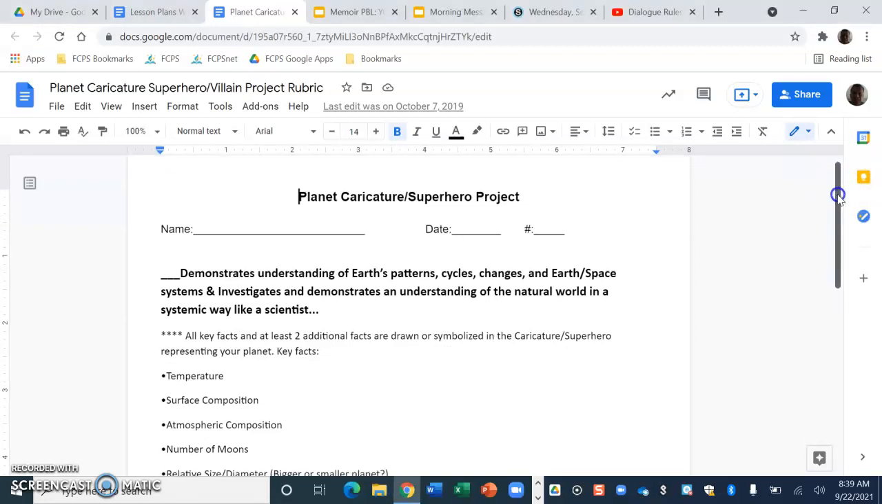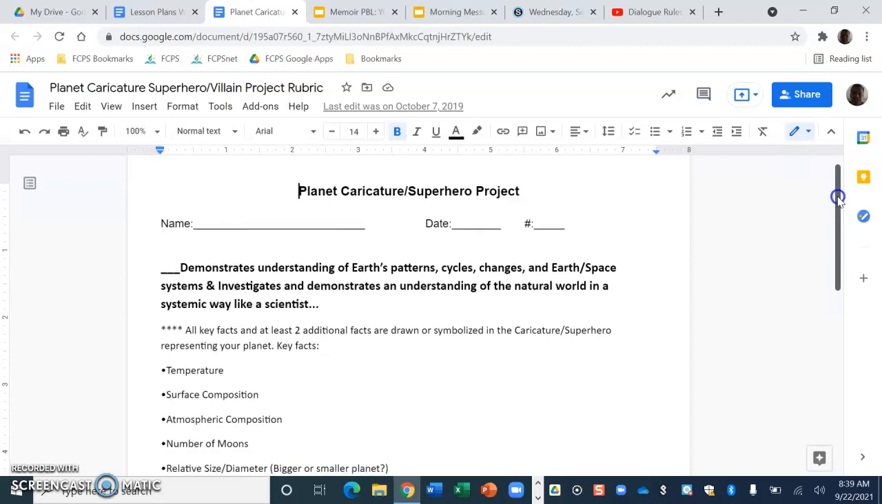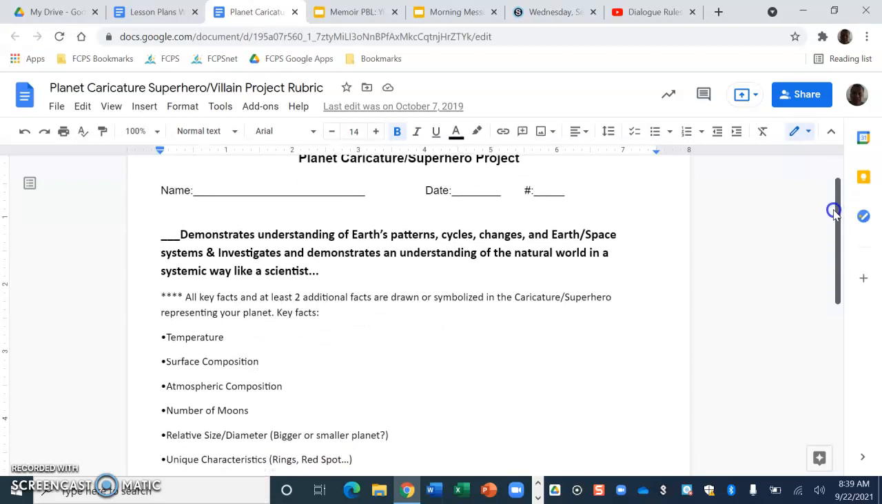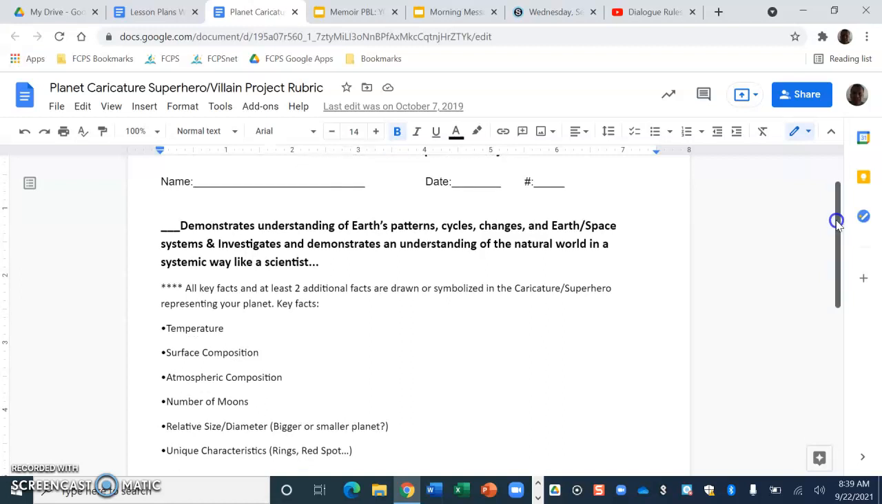So in the other slide deck, what you'll see that introduces caricatures is essentially caricatures are going to be taking something that is not a person but giving it personal traits. That's called personification. So in this instance, we are taking a planet and giving it human traits. These traits that we're giving it are going to be its superpowers. These superpowers are either going to be used for good or for evil.